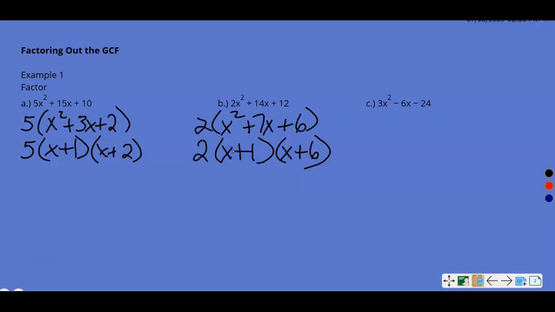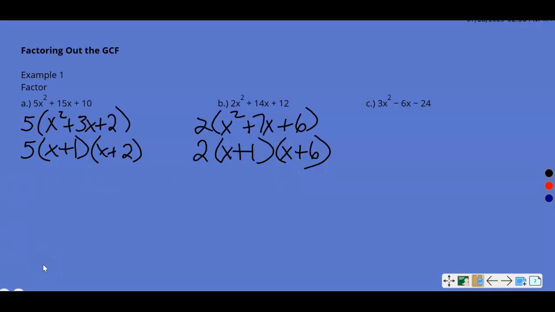in order to work. Now, you can do FOIL or distributive property, multiply these back together. It's going to give you this, multiply that by 2, and you can see you got what you started with. So these are easy to check as well. Again, factored form is another way to write this from standard form. So standard form goes from your highest degree to your lowest. Your degree, remember, is your exponents. And this is considered factored form.